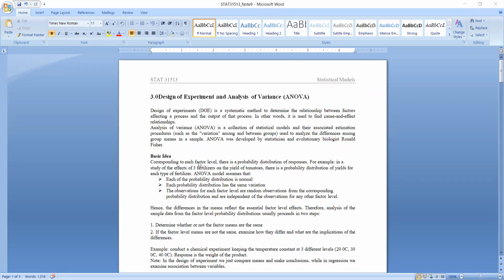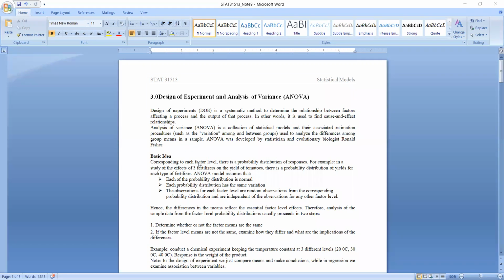Good morning, students. So we were discussing multiple linear regression models and the problems that we can face with multiple linear regression, and also how to overcome that. And especially we were talking about the Box-Cox transformation during the last lecture. So today we are going to discuss DOE with ANOVA, that is design of experiment and analysis of variance.